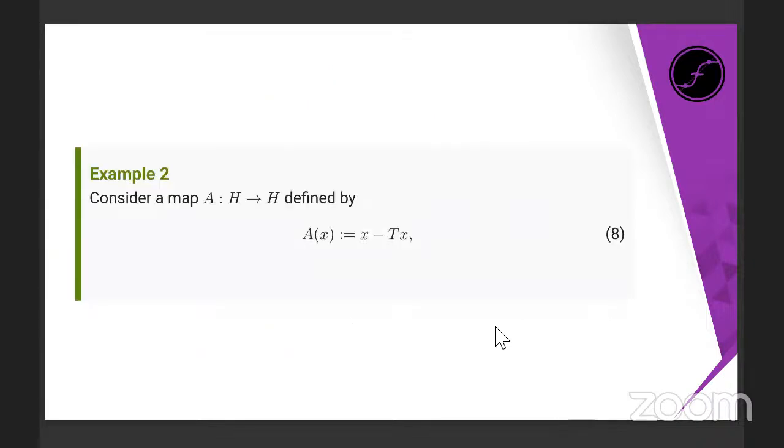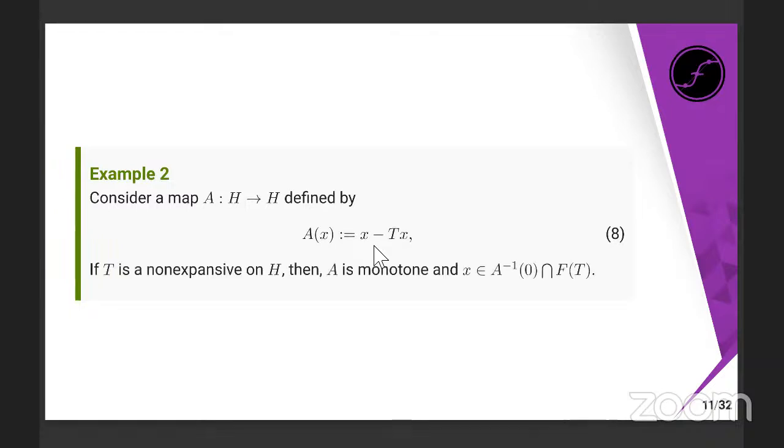Let us consider this example also. This is a very nice example because it provides us with a connection between what we call an accretive operator and a strictly pseudo-contractive mapping. We can see that if we define a map A from H to H in this way, provided that T is non-expansive, then this is monotone. And the zero of this mapping is equivalent to the fixed point of T. So this provides us with the connection between the zero problem and the fixed point problem as well.